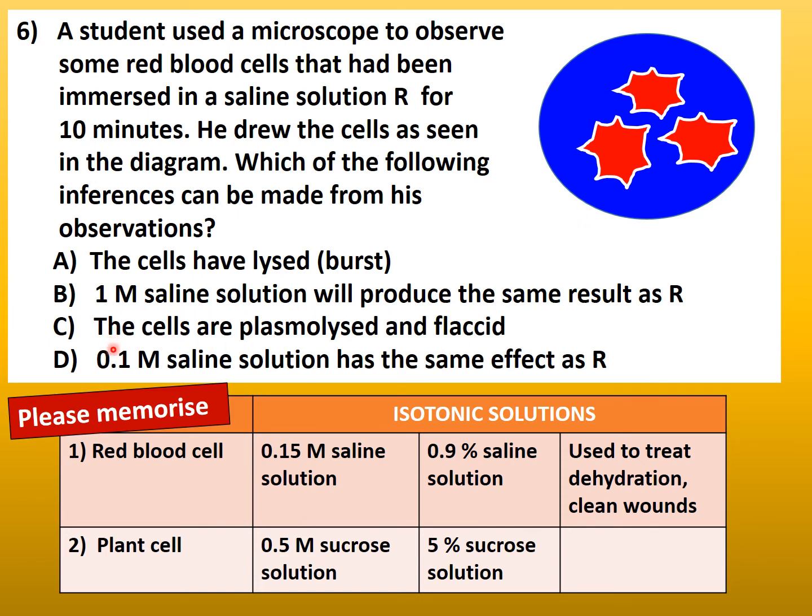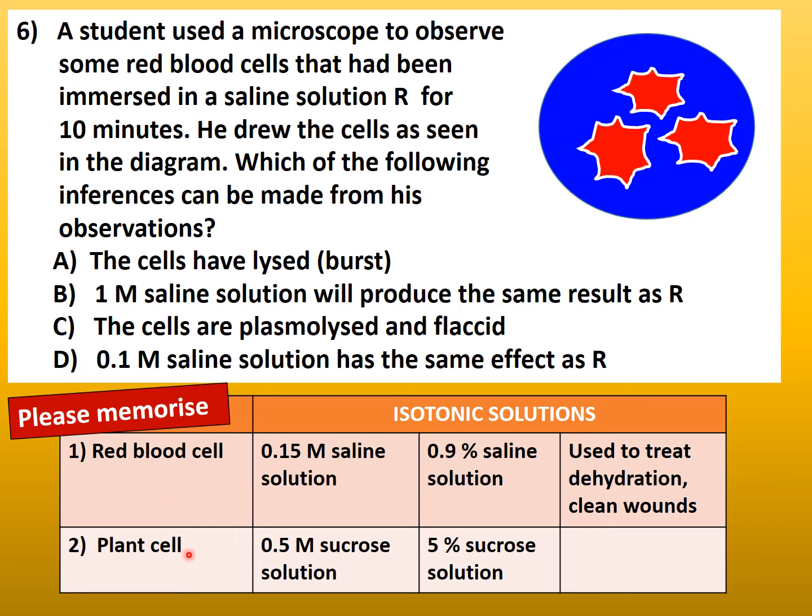Now let's look at C and D. Cells are plasmolysed and flaccid. We cannot use the term plasmolysed or flaccid for animal cells or human cells. This is for plant cells. D, 0.1 M saline solution has the same effect as R. Compare 0.1 M saline solution with 0.15 M saline. This solution, 0.1 M, is around this value, so it's either slightly hypotonic or isotonic, like the 0.15 M solution. So it isn't hypertonic. So D is not the answer.